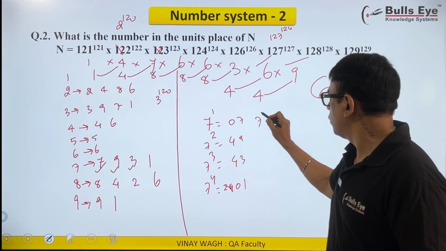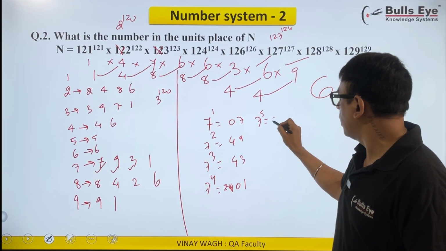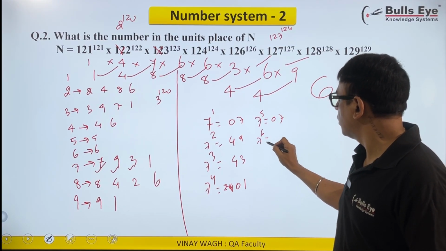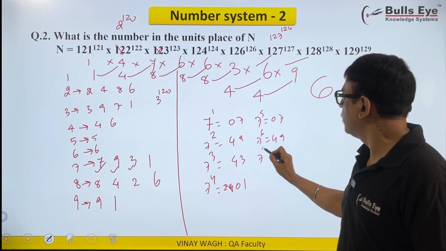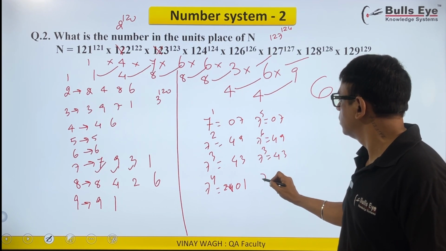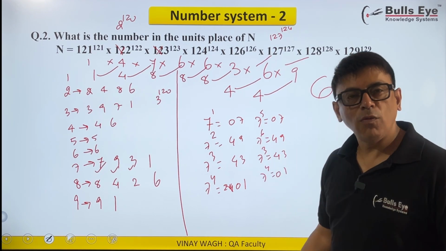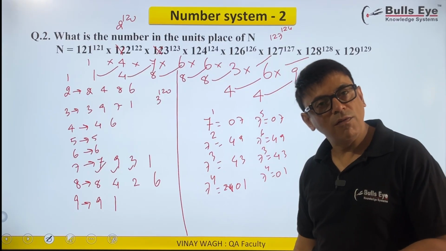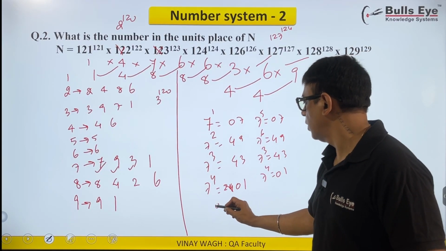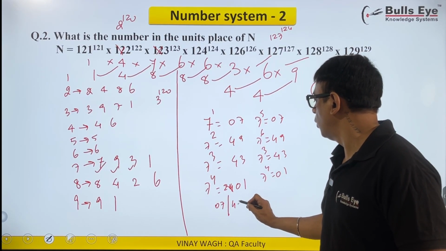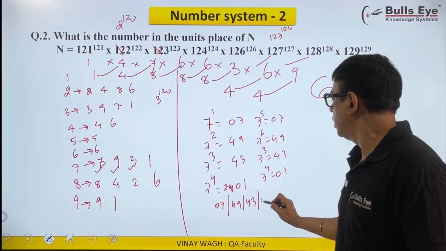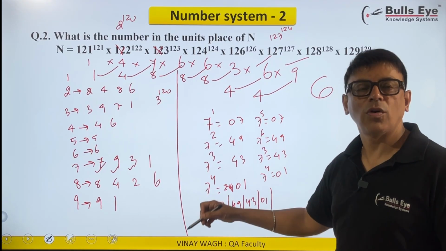What is 7 raised to 5? This into 7. What is 7 raised to 6? It starts repeating. See? So now we have a cycle even for the second last digit. So it is 07, it is 49, it is 43, it is 01 and it goes on.